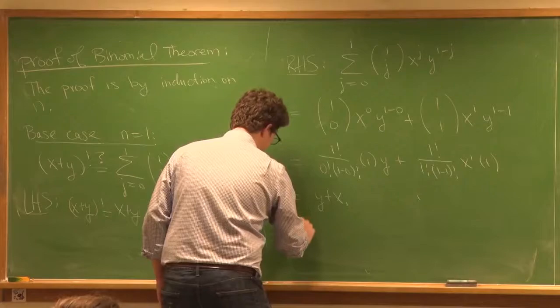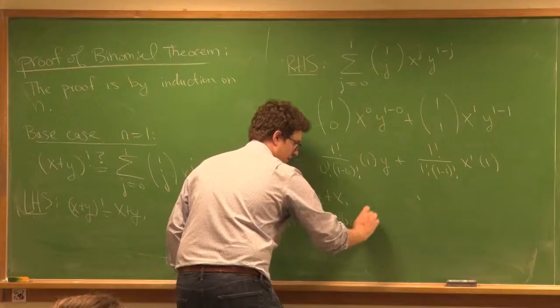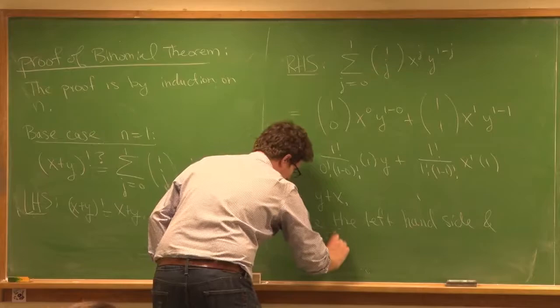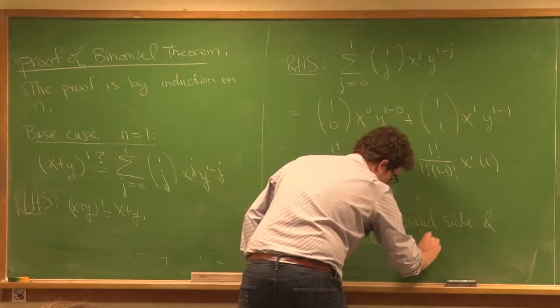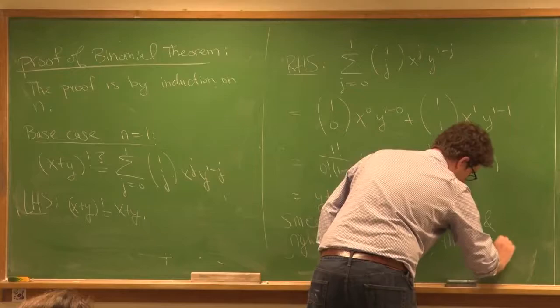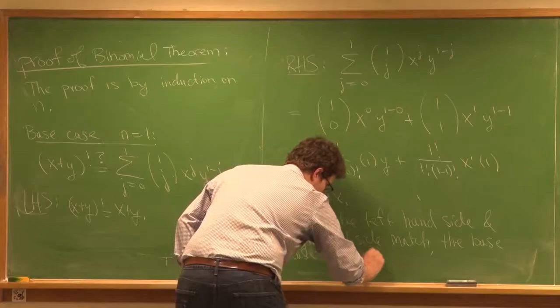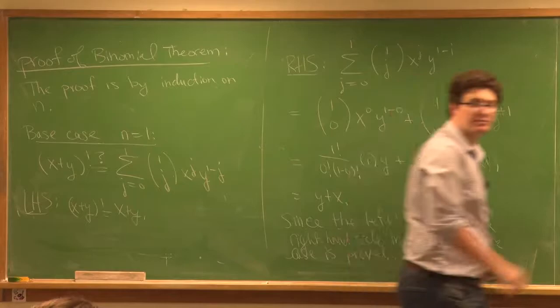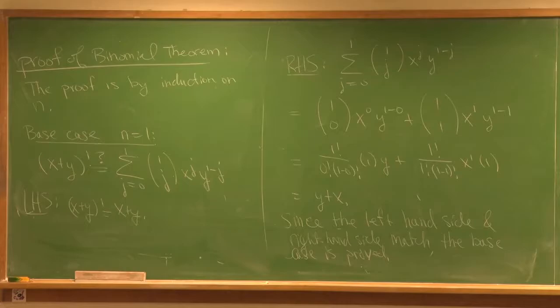So since the left-hand side and the right-hand side match, we are done, right? We're done with the base case. The base case is proved. Okay. So this is our base case. Any questions on the base case so far? Okay. So now in the inductive step, I'm going to have to do some more serious fiddling with sums using the type of things that I talked about in the previous class.